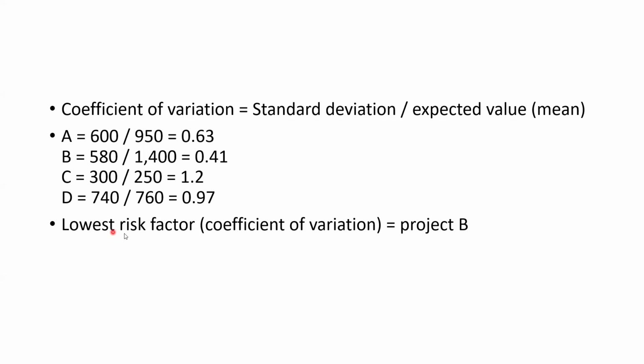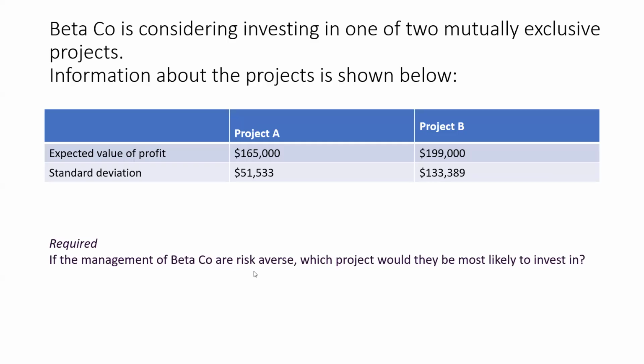Since we are going to take the lowest risk factor, we select the lowest coefficient of variation. Accordingly, which project are we going to select? Here we are going to select project B. Why are we going to select project B? Because it has the lowest risk. Lowest risk is calculated by taking the lowest coefficient of variation. So let's see the next one.